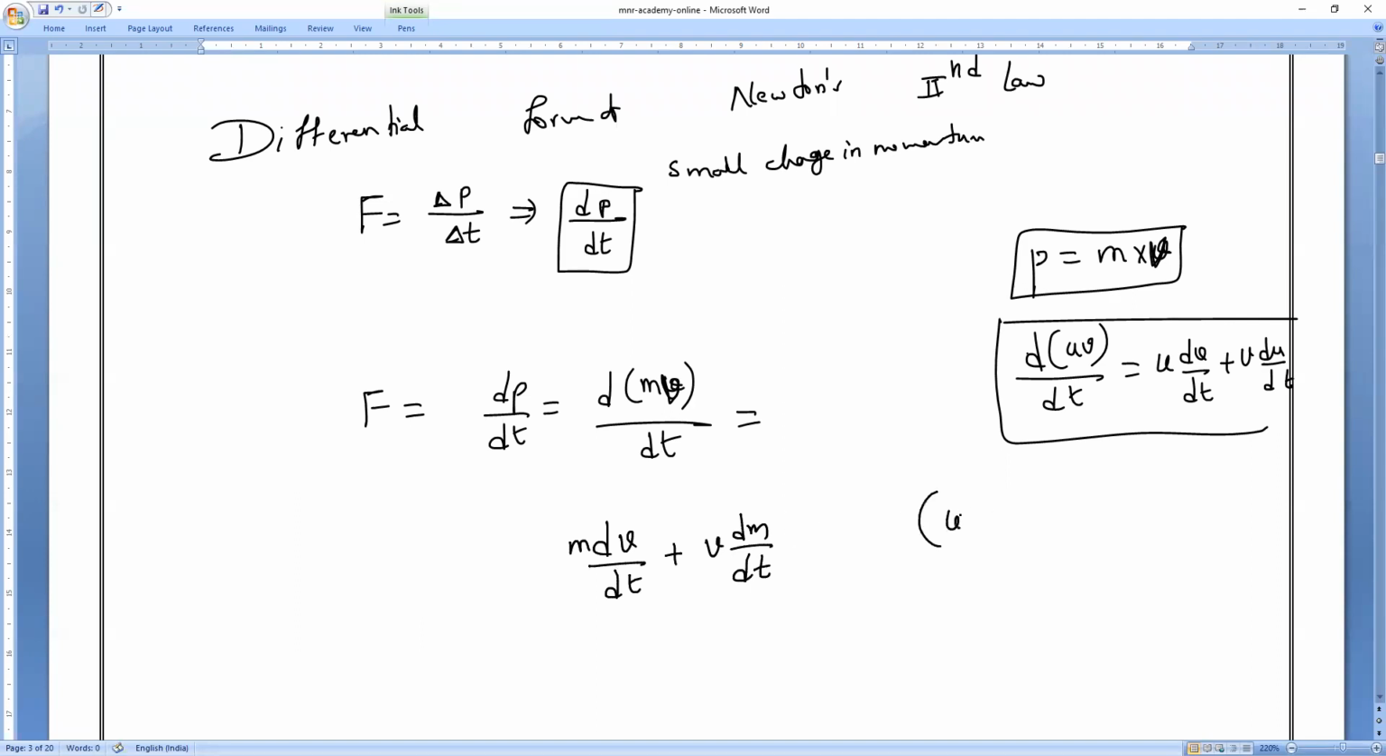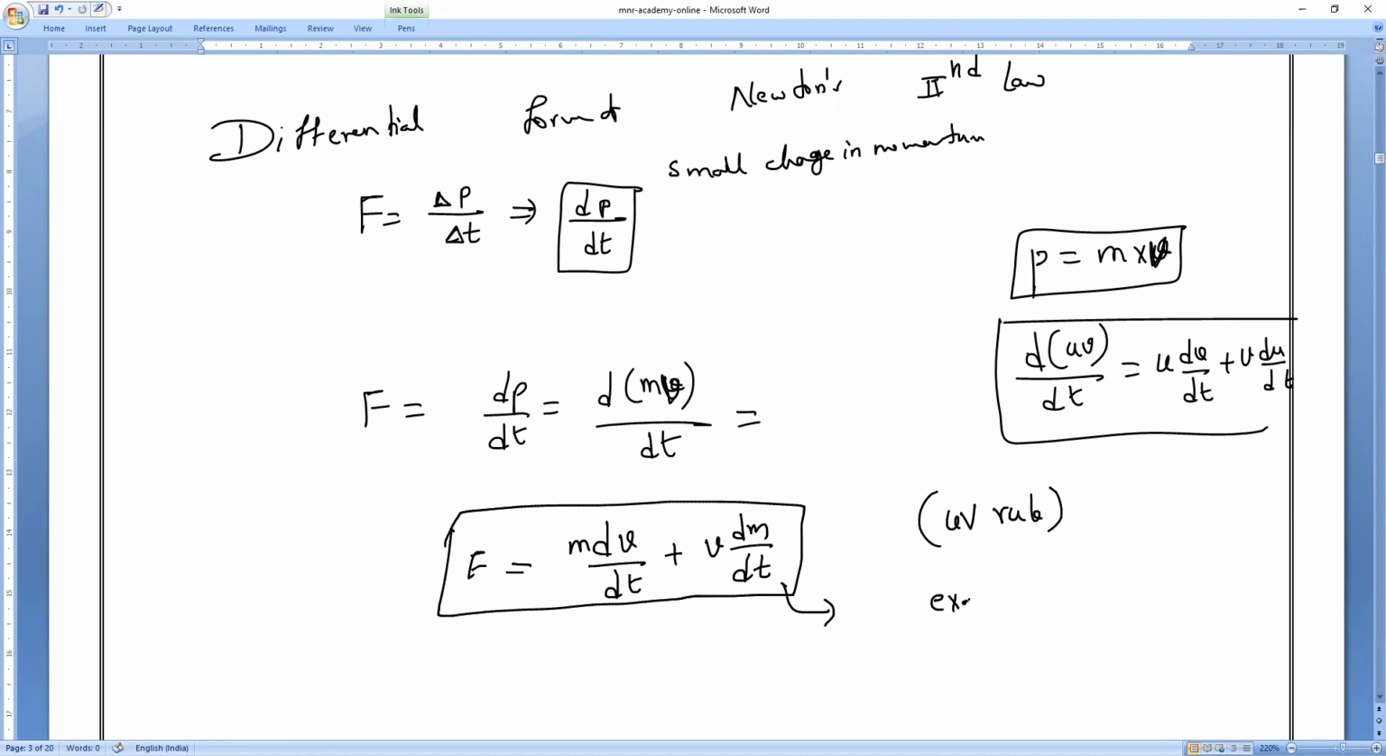This is what we used to call the UV rule. Now, if you apply this, this is exactly Newton's second law, which always remains true. So what is always true, everybody? The differential form of the force equation is the perfect equation of motion for Newton's second law.